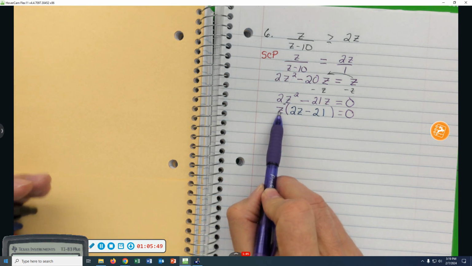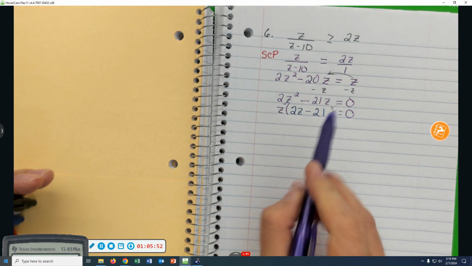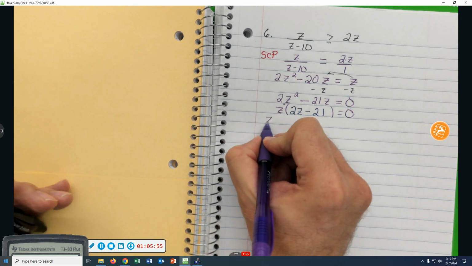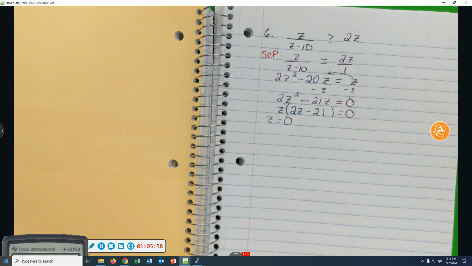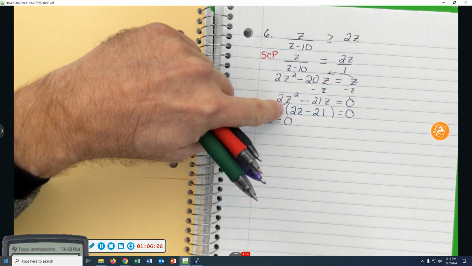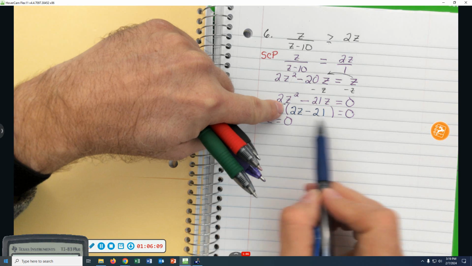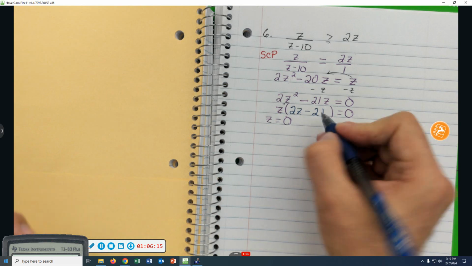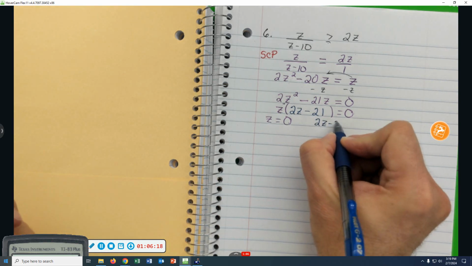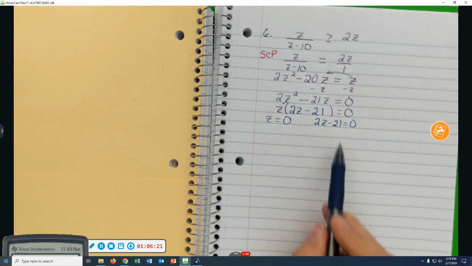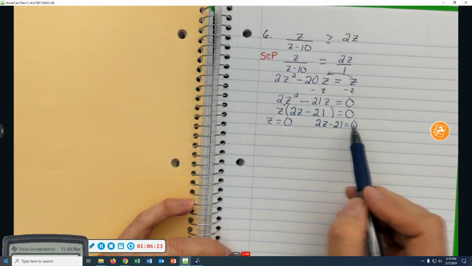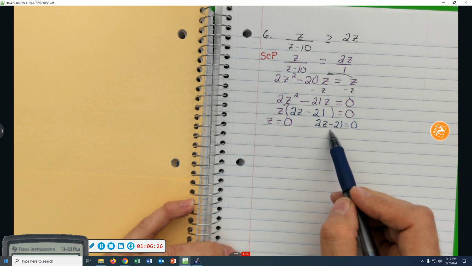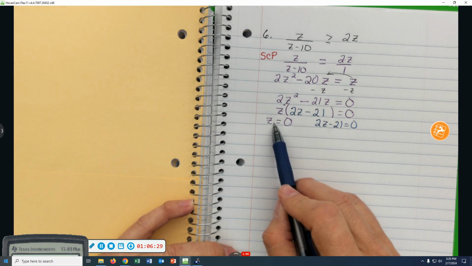You've got to set both of these things to 0. Even this thing that just says z, you've got to set it equal to 0. There's one of your cut points. It's very tempting at times, students forget to set that z. If there's not some numbers with it, they think, oh, that doesn't count. Yeah, it does. Set the z to 0, then set the 2z minus 21 to 0. See, the blue one here, the 2z minus 21, that's when you got to isolate the z. Over here, the z is already isolated.